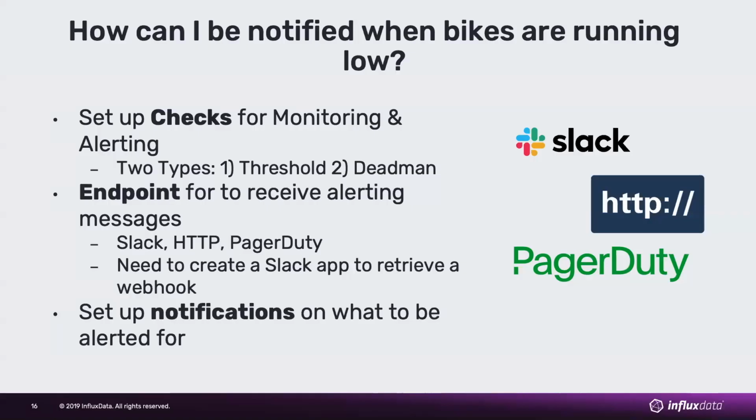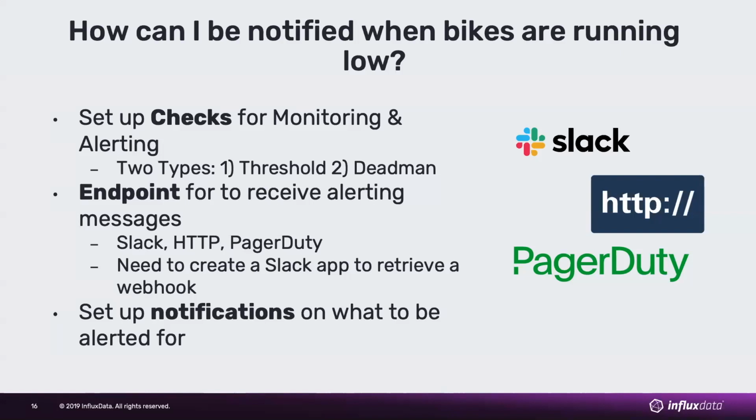So lastly, a big part of my objective was to be notified when I was running low on bikes. And how can I do that with InfluxDB? The big things that we do in terms of monitoring and alerting is that we're going to set up checks. We have 2 types of checks in our InfluxDB 2.0 product. They're called threshold and deadman checks. The threshold check would be: once you reach a threshold, you get alerted.